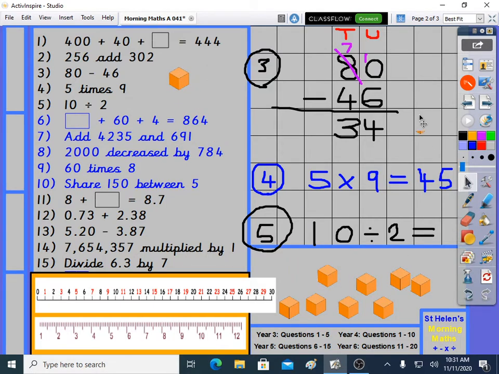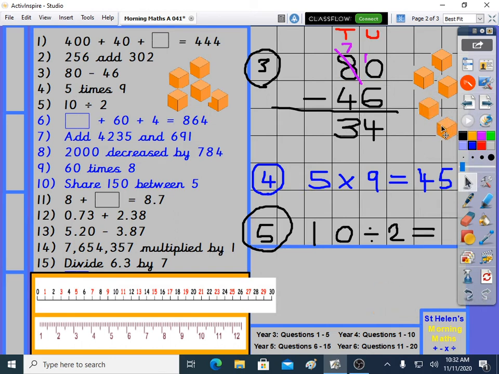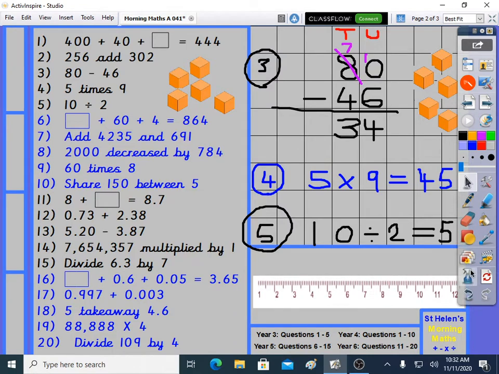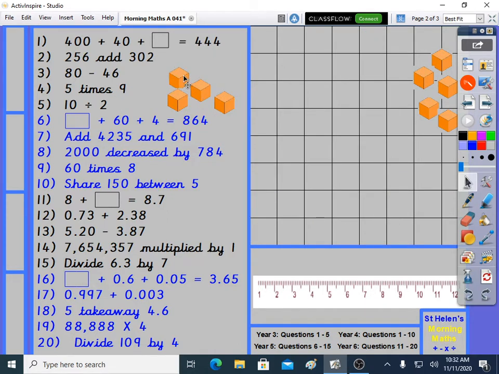I'm going to share them into 2 groups. One group up here, one group up here. 2 for that group, 2 for that group, 3 for that group, 3 for that group, 4 and 4, 5 and 5. Now some of you probably do this on your desk, sharing out counters or cubes or multi-links. Anyway, there's 5 in each group, so 10 divided by 2 equals 5. And that's year 3 level questions done. We'll be moving on to year 4.